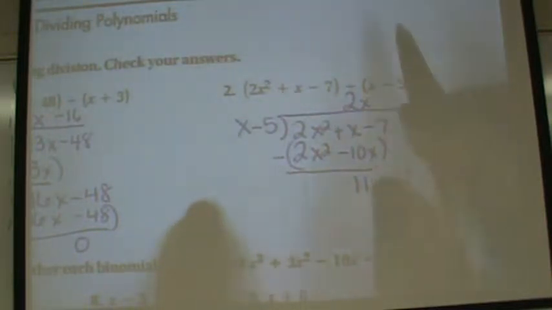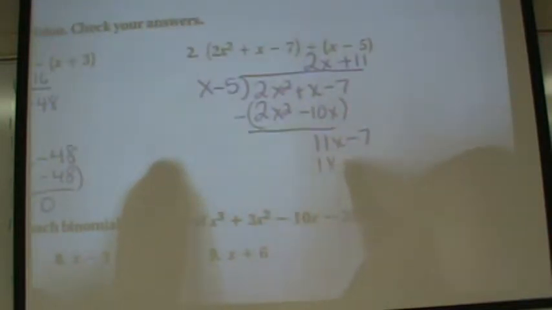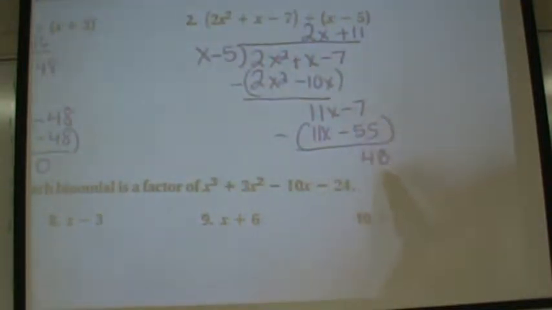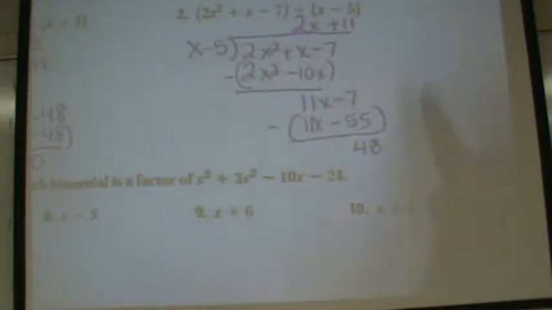And then you're going to multiply this by 11. 11 times x is 11x minus 55. When you subtract, your remainder is 48. Because this becomes a positive 55. 55 minus 7 is 48. So your remainder is 48.